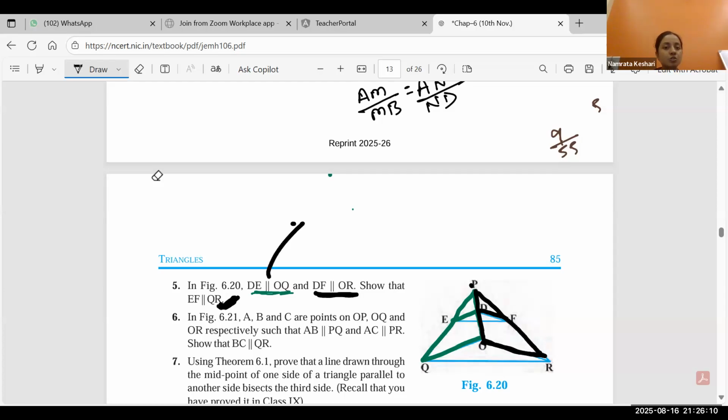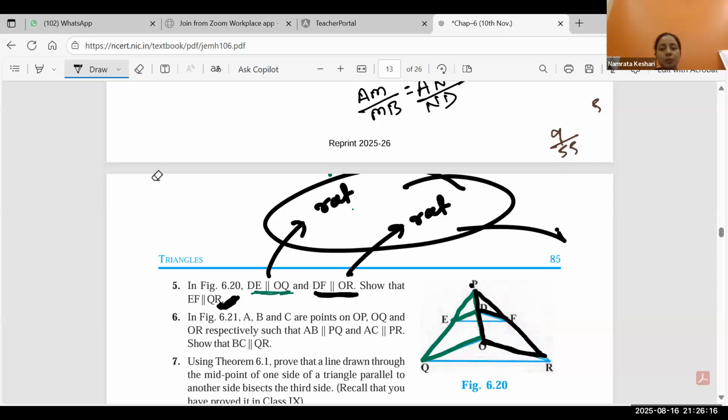इसकी हेल्प से एक रेशियो मिला, इसकी हेल्प से एक रेशियो मिला, दोनों रेशियो को हमने कंपेयर करा तो एक रिजल्टेंट रेशियो मिला. ये जो रिजल्टेंट रेशियो है ये हमें बताएगा that EF will be parallel to QR by converse of the basic proportionality theorem. अगर रेशियो सेम है तो पैरेलल होगा. आ रहा है समझ में?